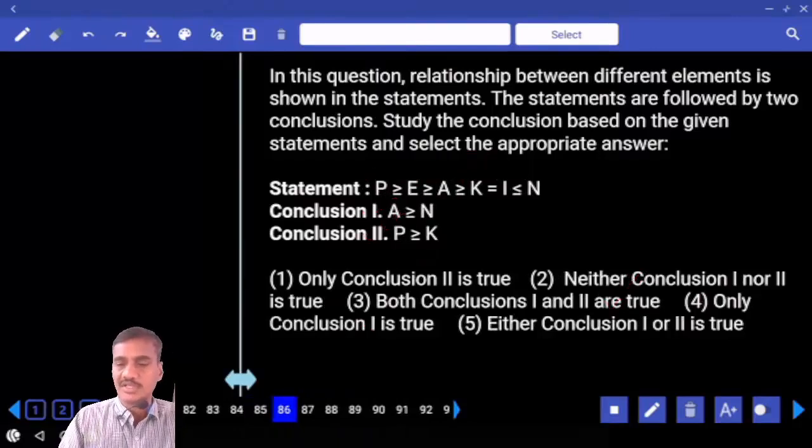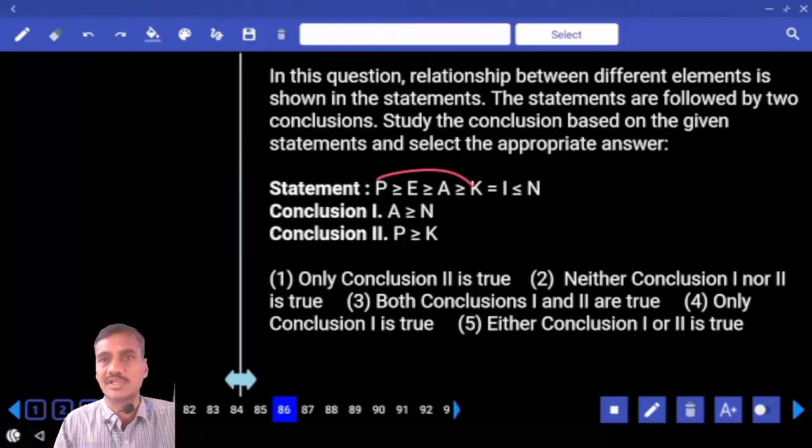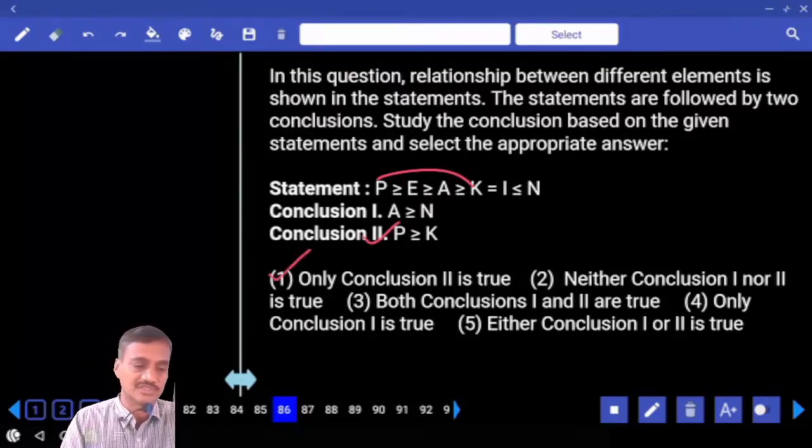Then 86, the relation between A and N. A and N, two opposite symbols, so no relation. And next one, P and K. Now between P and K, which symbol is common? Greater than or equals to. Hence, definitely true, only 2 is true, choice 1, 86.